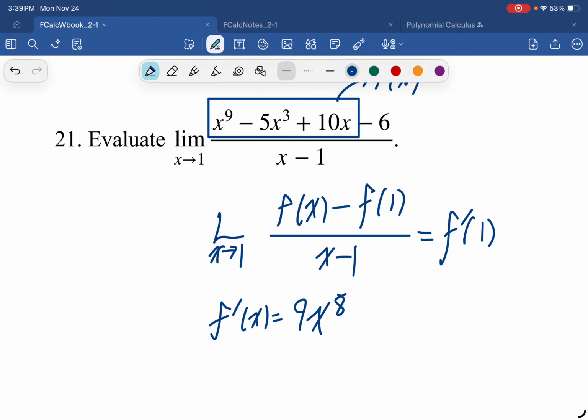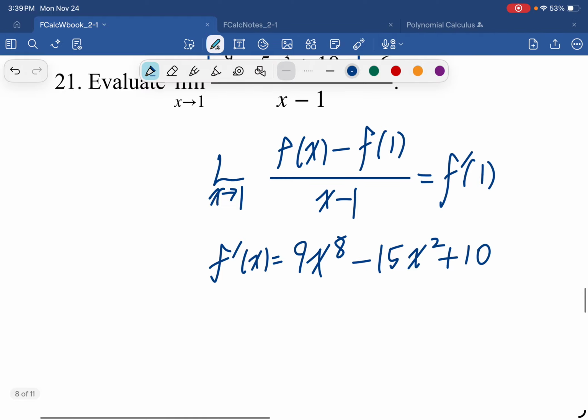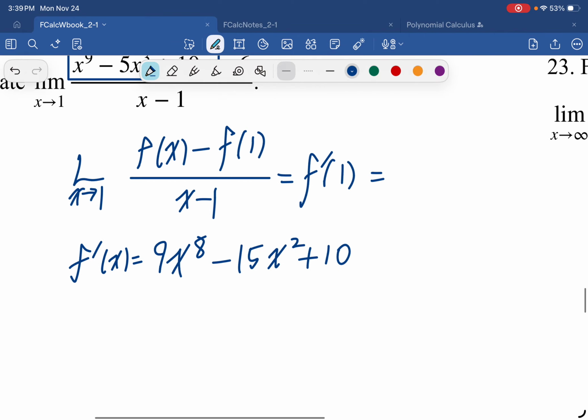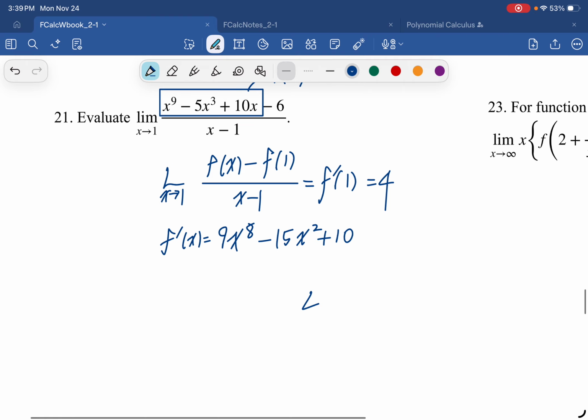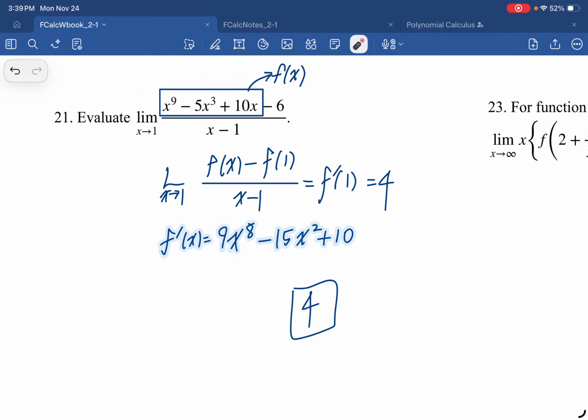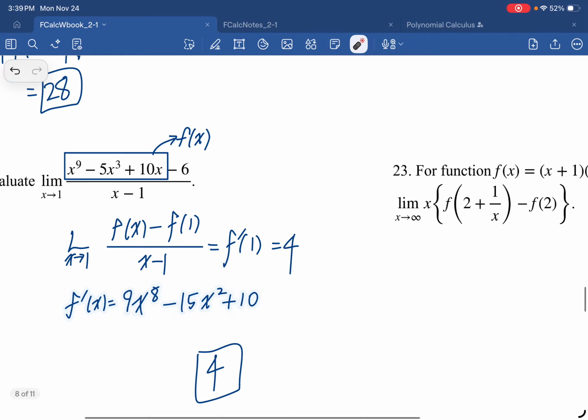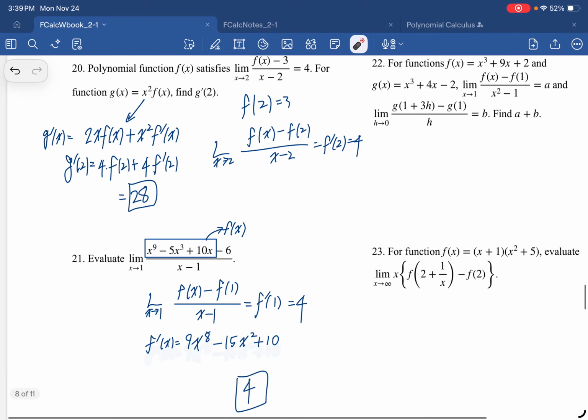And f prime of x, we can do that quite easily, right? 9x to the power of 8 minus 15x squared plus 10. And we can just plug that in. 9 plus 10 minus 15 equals 4. And that's our answer, right? So it's worthwhile, maybe once you get more familiar with it, to take a couple of seconds observing your expression, which might lead you to some simpler calculations than dividing the entire thing from the get-go. All right, so that was number 21.